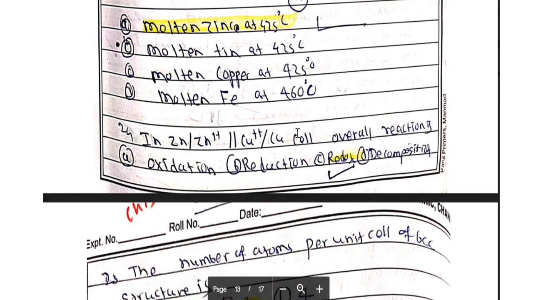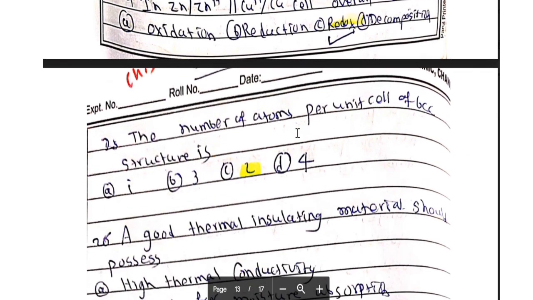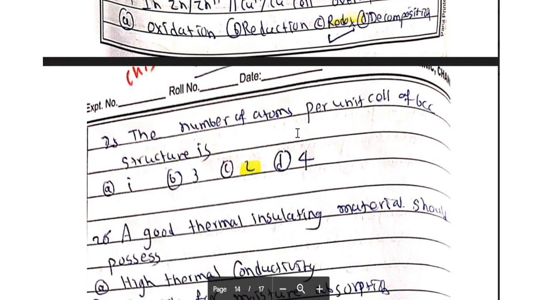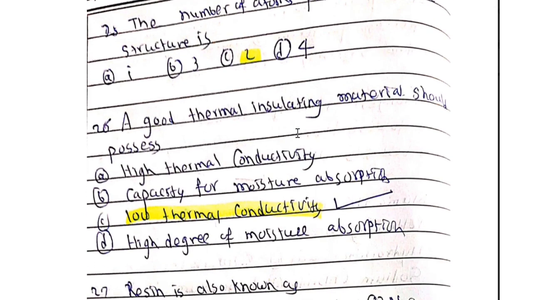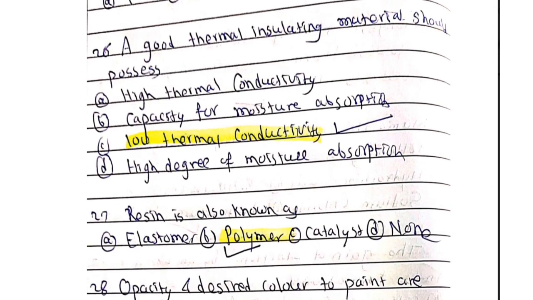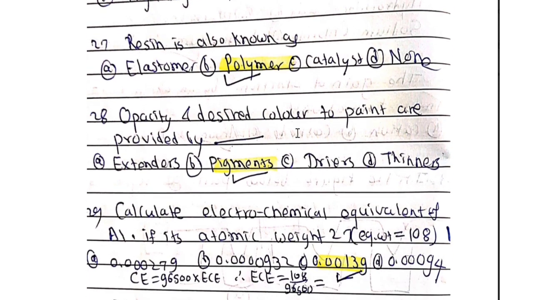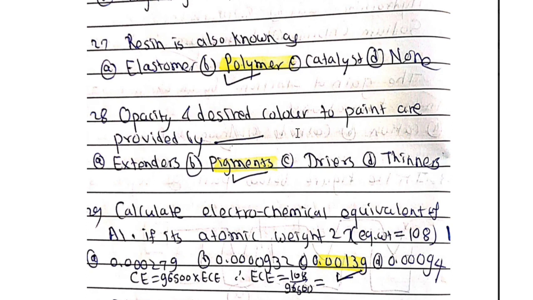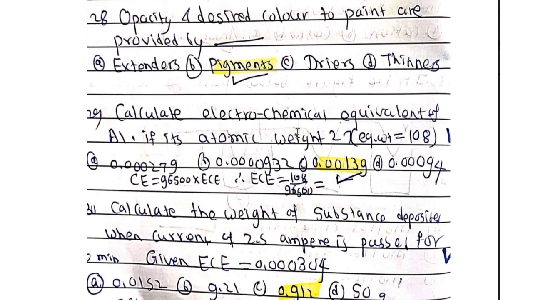In this reaction, the overall reaction is redox reaction, that means oxidation and reduction. The number of atoms per unit cell in BCC structure is 2. A good thermal insulating material should possess low thermal conductivity. Resin is also known as polymer. Opacity and desired color to the paint is provided by pigments.